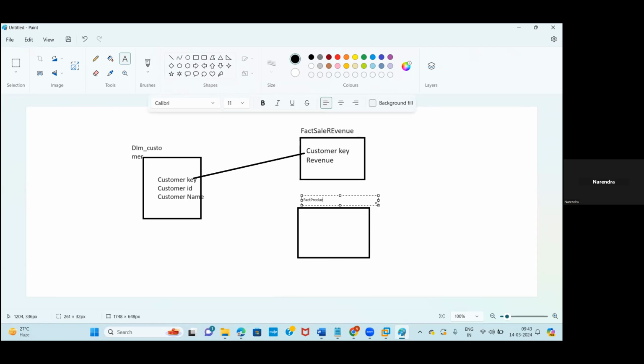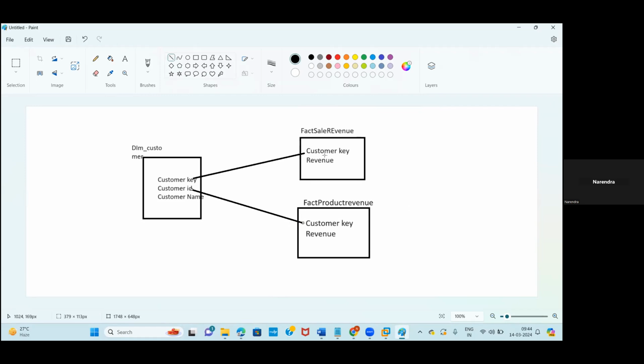Fact product revenue. Okay, so this is the fact product revenue. Here also we'll have a customer key and a revenue. Okay, so like this, we'll have a relation with the dim customer. This dim customer will have a relation between the two fact tables. Revenue is something like that. Here is the product cost, and here is the revenue, the sale of the product.